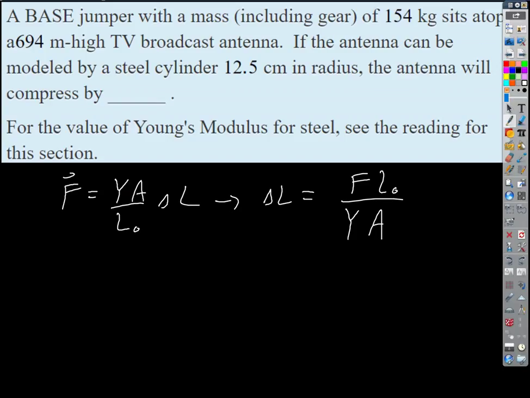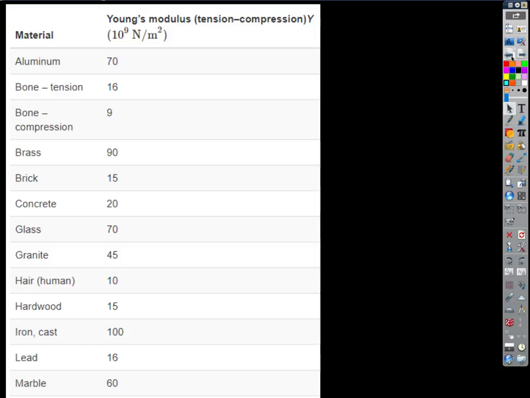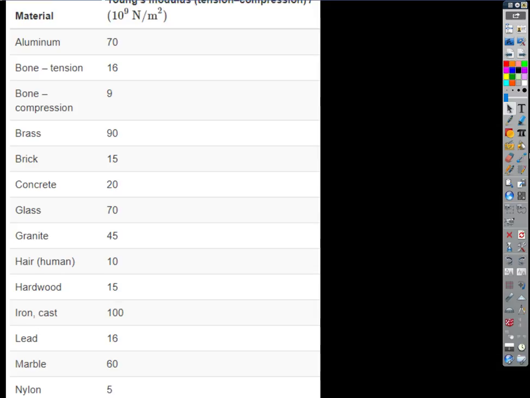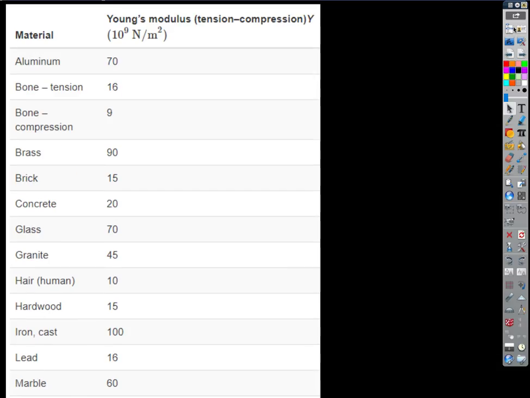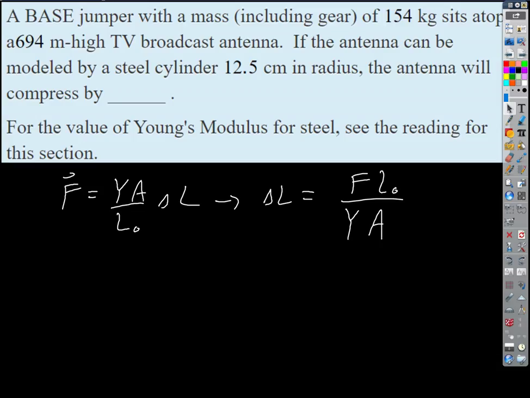I guess we're going to need to know what Young's modulus is for steel. If we go to the reading, I can go back a couple pages. I've got it right there. So for steel, oh, that's right, 210. We knew that. 210 times 10 to the ninth. So let's pull up the calculator and plug these in, see what we get.